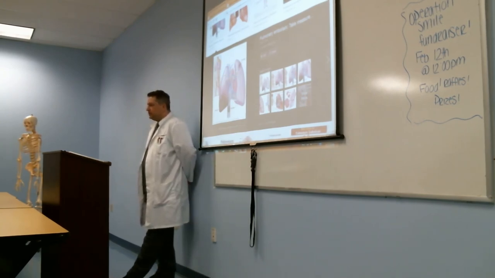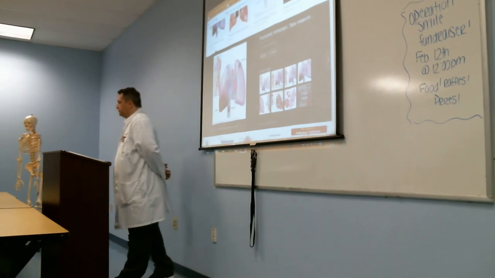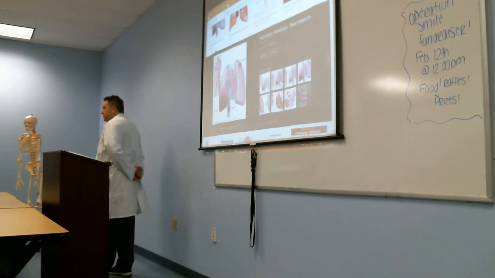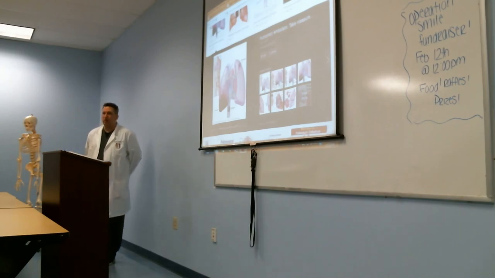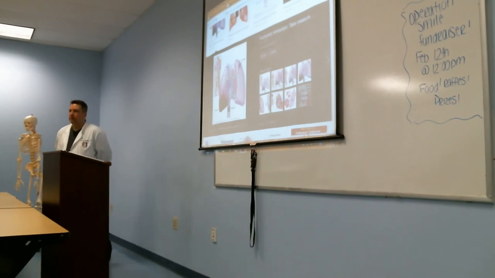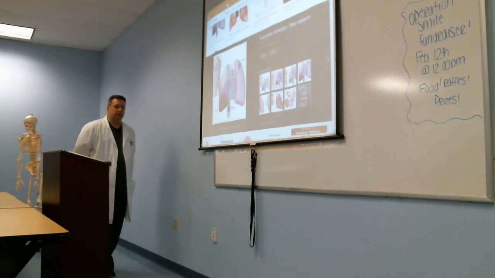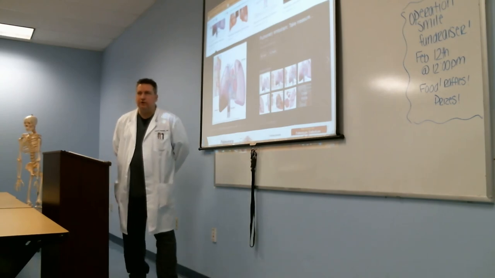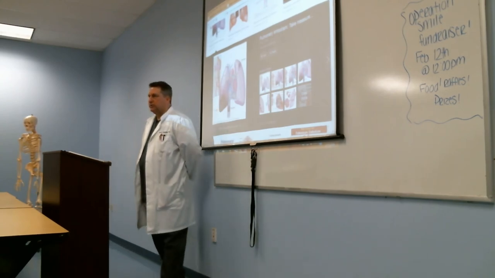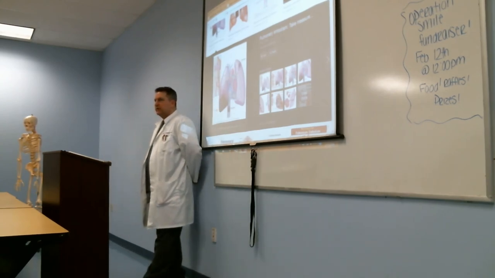Endotracheal intubation. Using a laryngoscope, we insert this plastic tube that creates a patent airway, an open airway. This is done if a person has a compromised airway or if a person is undergoing surgery under general anesthesia. We have to intubate them so they can breathe.